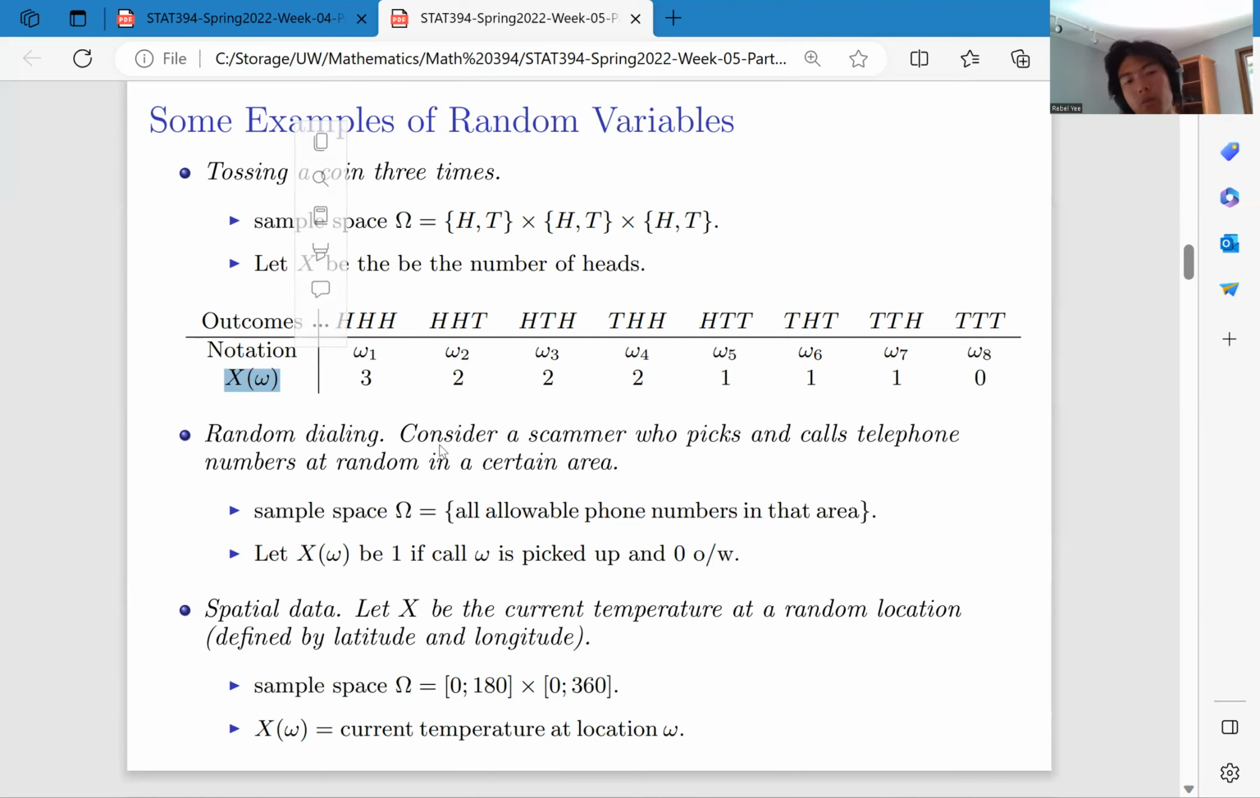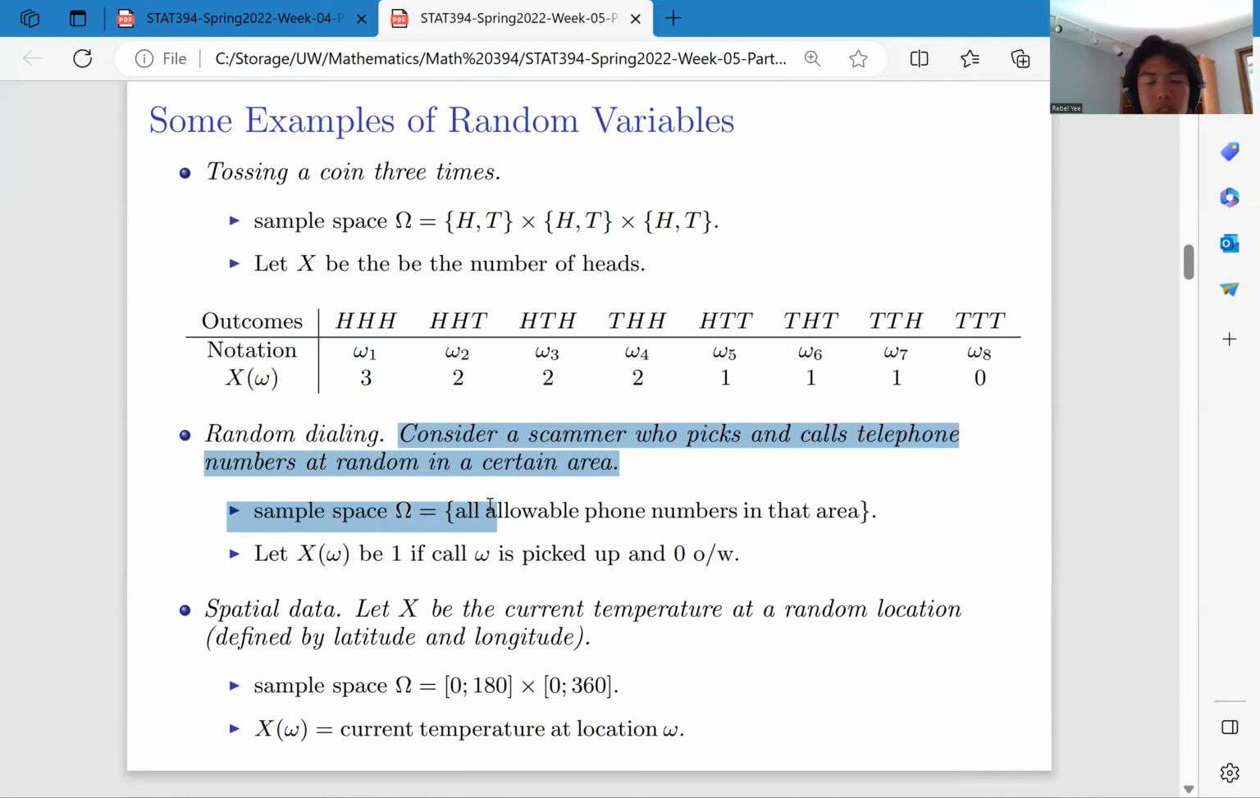We can also consider random dialing. Consider a scammer who picks and calls telephone numbers at random in a certain area. The sample space is, of course, all allowable phone numbers in that area, because it will call them one by one. But the difference here is that there are only two cases of what will happen to the telephone call: whether it is picked up or not picked up.